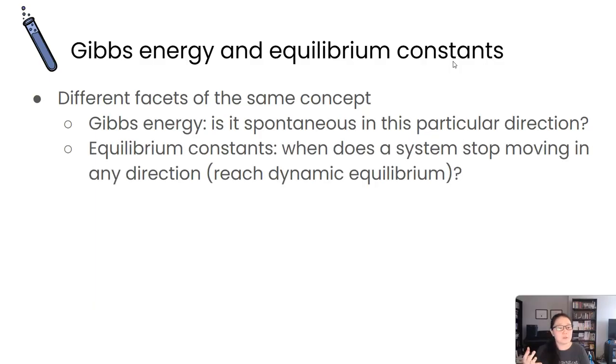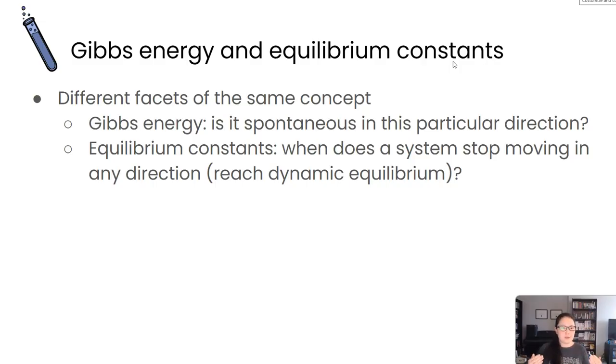And then we have equilibrium constants, which tells you when a reaction is going to stop. Of course, I've put the word stop in quotation marks because a reaction never truly actually stops. It just appears to stop because that's the point at which the forward reaction and the reverse reaction are at the same rate. So it doesn't look like anything's happening. It has reached dynamic equilibrium.